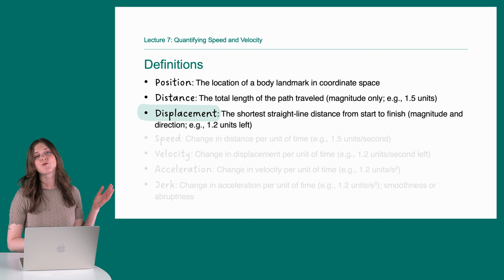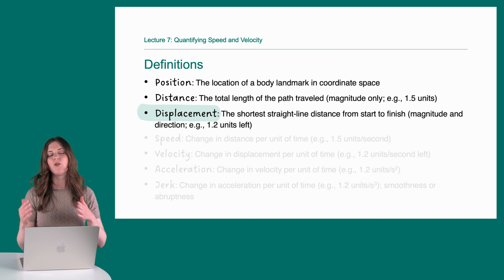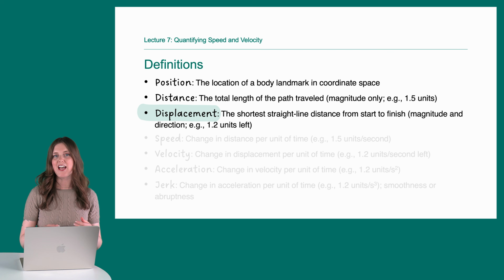A concept that is related to distance is displacement. Displacement is the shortest straight line distance between the starting and end point. Displacement is a vector, which means that it has both magnitude and direction. For example, 1.2 units left.